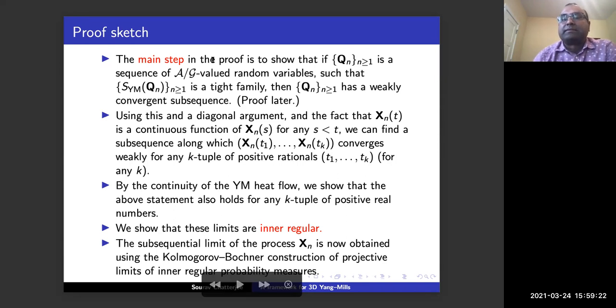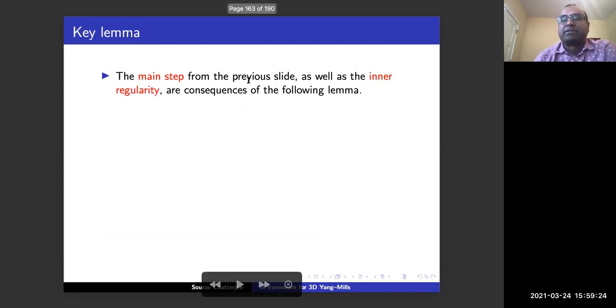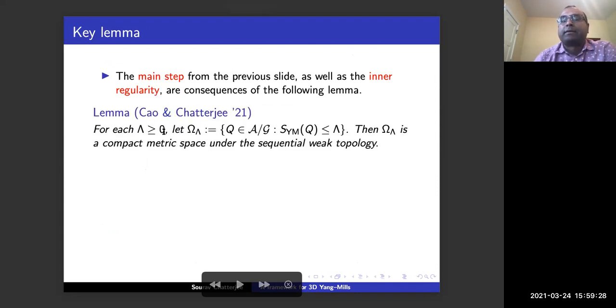Okay, so how do you prove this? We want to show this step. The main step, as well as inner regularity, are consequences of the following lemma. The main thing is that the set of all elements of the quotient space with Yang-Mills action bounded by lambda, for any given lambda, is a compact metric space under the sequential weak topology. Okay, so it's a compact metric space.